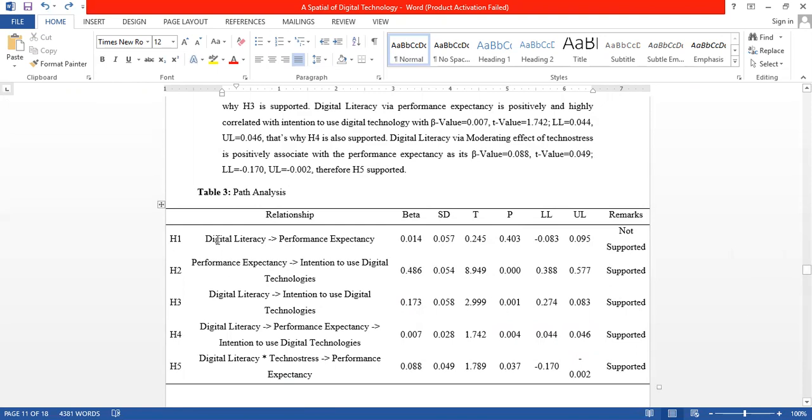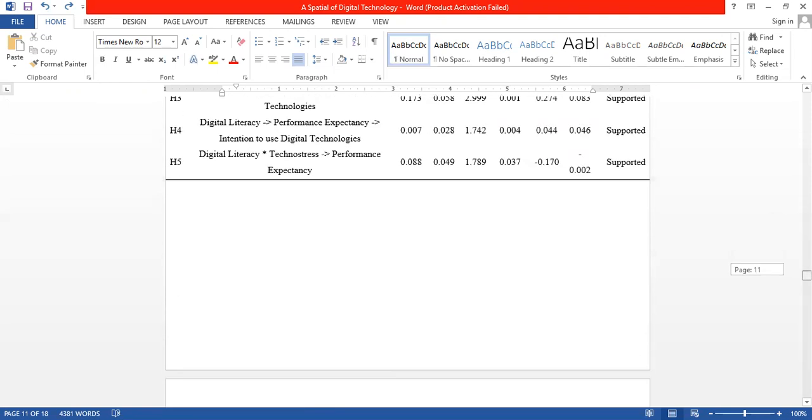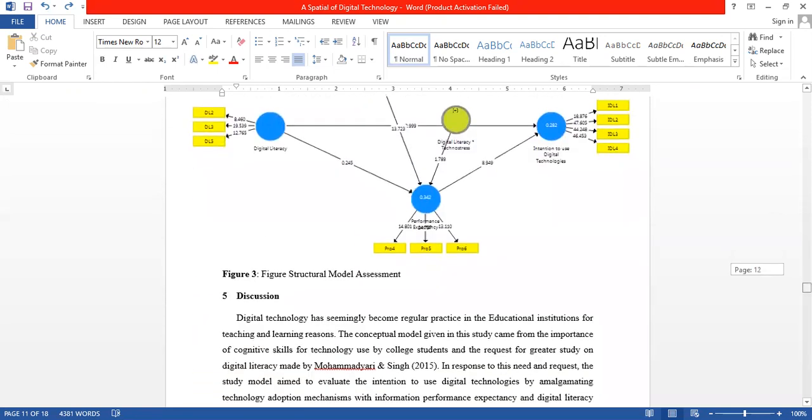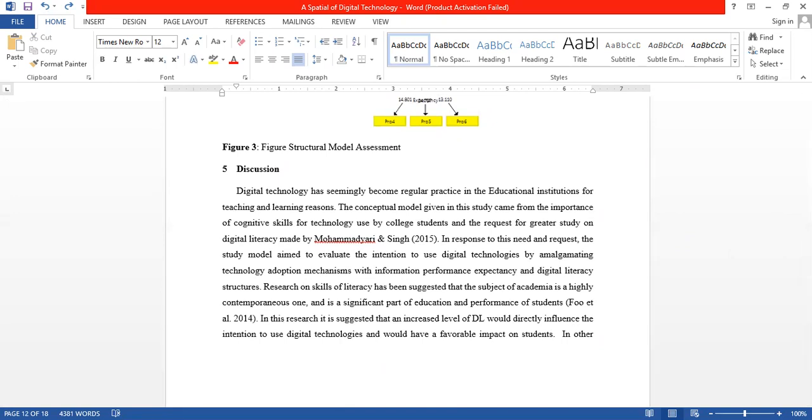As I have mentioned here, digital literacy's relationship with performance expectancy, and its relationship with intention to use digital technology. You will also use all types of tables and graphs in your research. And the last part is about discussion. Discussion is a very important section of your article. There will be three main categories in discussion. When we start writing the discussion with the first paragraph, we shall discuss our overall results, as I have discussed my overall results here.